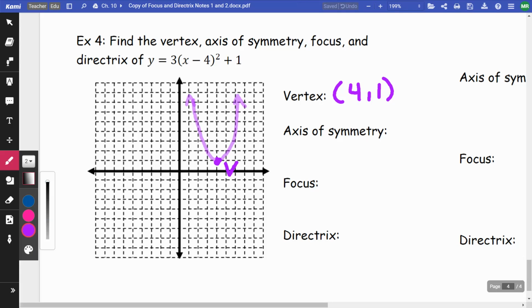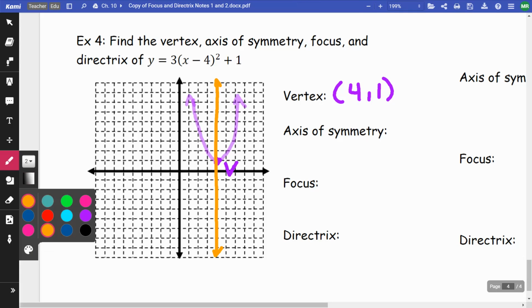Now, our axis of symmetry. Our axis of symmetry is the line that, if I was to draw it like this, cuts it in half. That's what our axis of symmetry is, that line. It is a line, it is not a point. So this line is x equals 4. It has to always go through the x coordinate of your vertex for these parabolas. Okay? That is not my directrix. My directrix will never go through my graph. That's my axis of symmetry, cuts it in half.